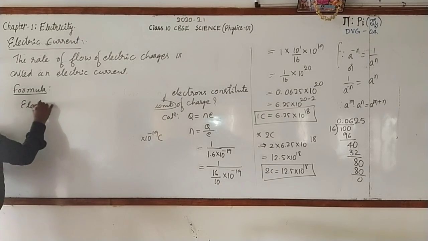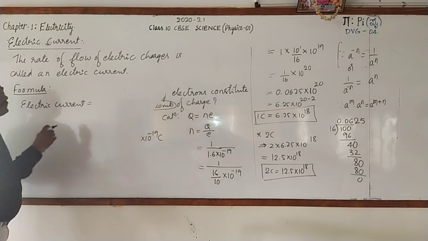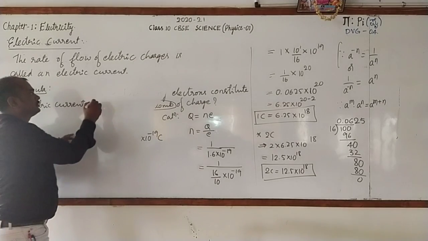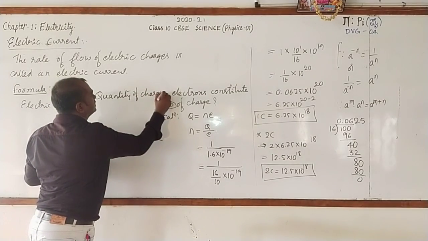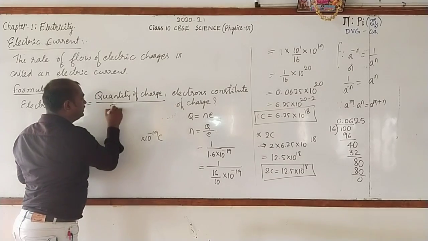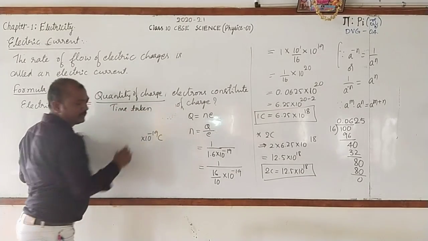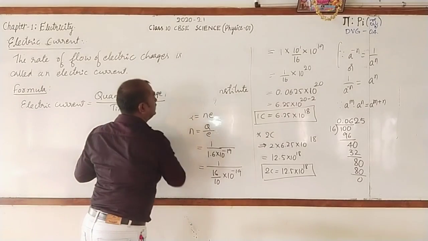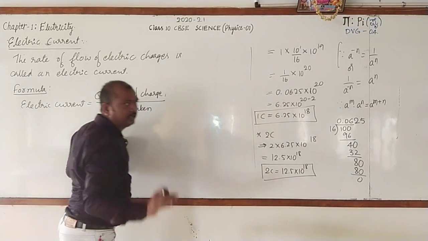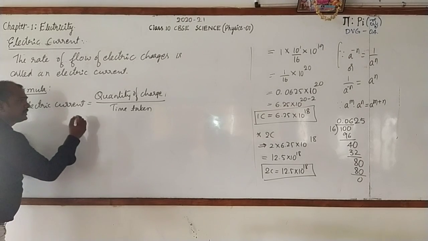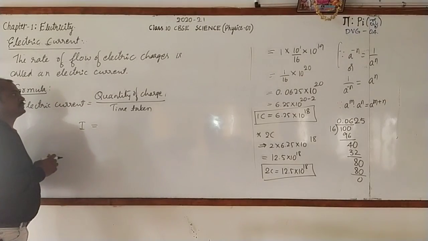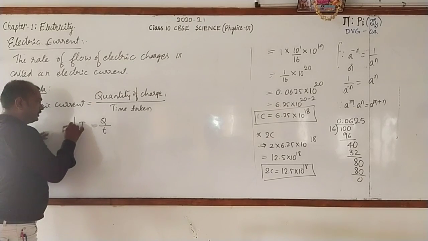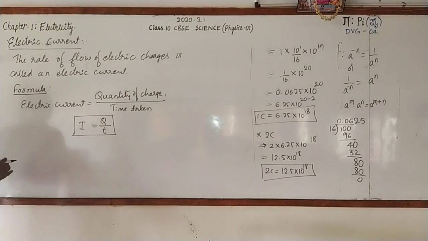Electric current is equal to the number of charged particles. How many charged particles? We do not know. So, I'll write quantity of charges or charged particles, divided by time taken. Quantity of charge divided by time taken is the formula used to find out electric current. Now, its symbolic representation: electric current is denoted by the symbol I, quantity of charge is denoted by the symbol Q, and time is denoted by the symbol small t. So, this is an important formula.